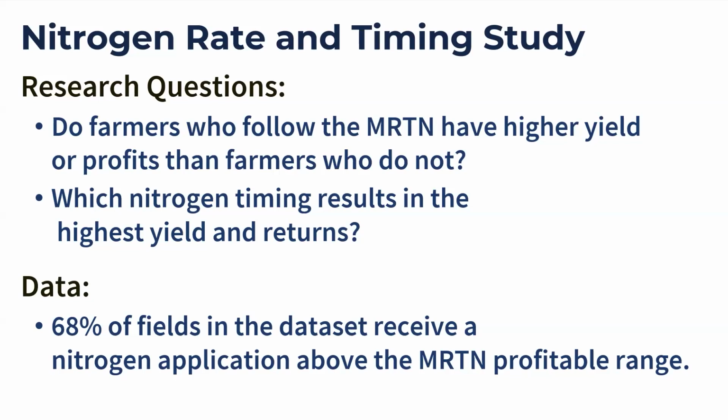As I mentioned, not a lot of farmers in Illinois are using that MRTN. So in our data set, we find 68% of the fields receive a nitrogen application above the MRTN profitable range. So most of those applications we're seeing are 20, 30 pounds above the MRTN, but we do see some outliers. We see some fields that receive pretty high nitrogen applications, 300 pounds an acre plus. So we really want to try to figure out what's going on there and try to give farmers information to help them think about their nitrogen application decision.